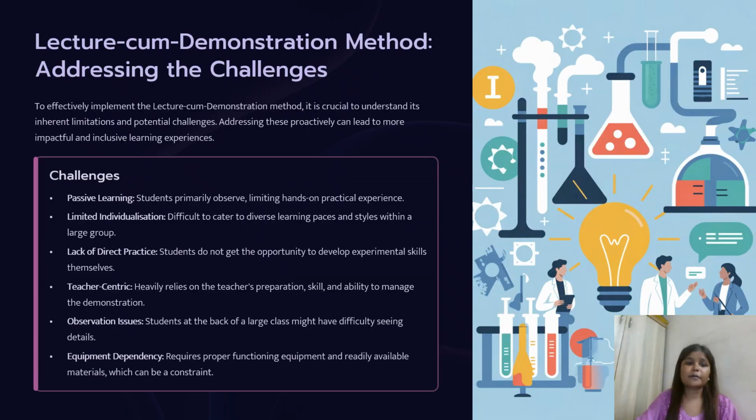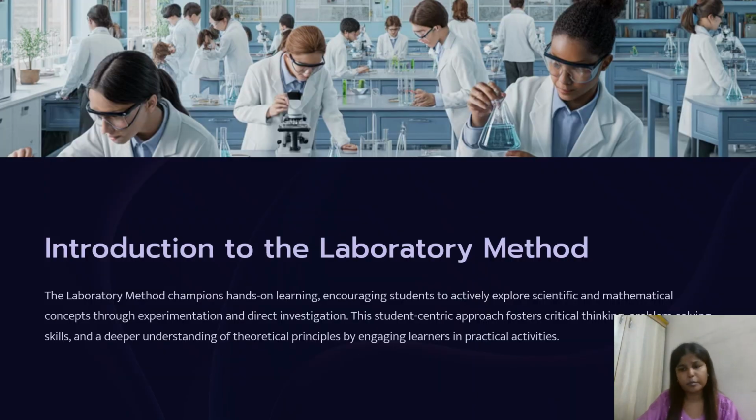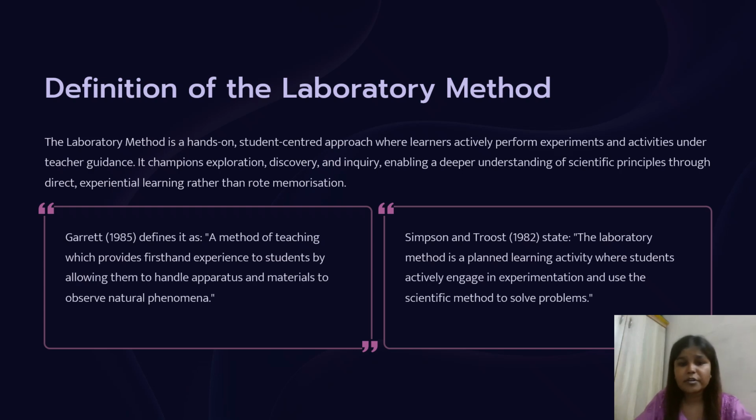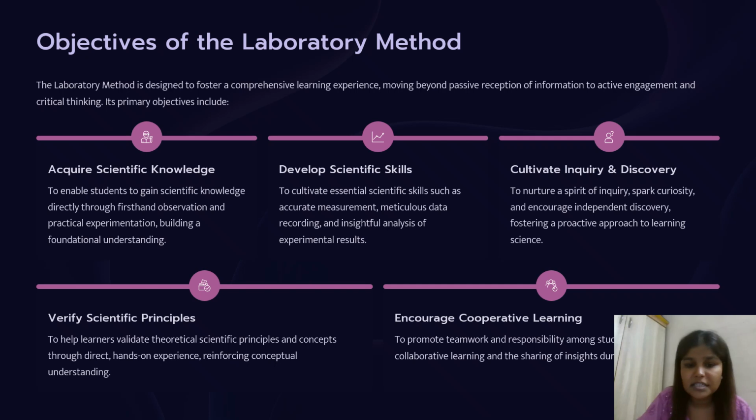Now we discuss what is the laboratory method, how does it work, what are the different steps, and what are the different advantages and disadvantages. The laboratory method can be defined by various thinkers like Garrett in 1985 as a method of teaching that provides first-hand experience by allowing students to handle apparatuses and materials to observe natural phenomena. Similarly, Simpson and Troost in 1982 said that the laboratory method is a planned activity where students engage in experimentation and use the scientific method to solve problems. These approaches help the student learn by doing, turning theory into real understanding.